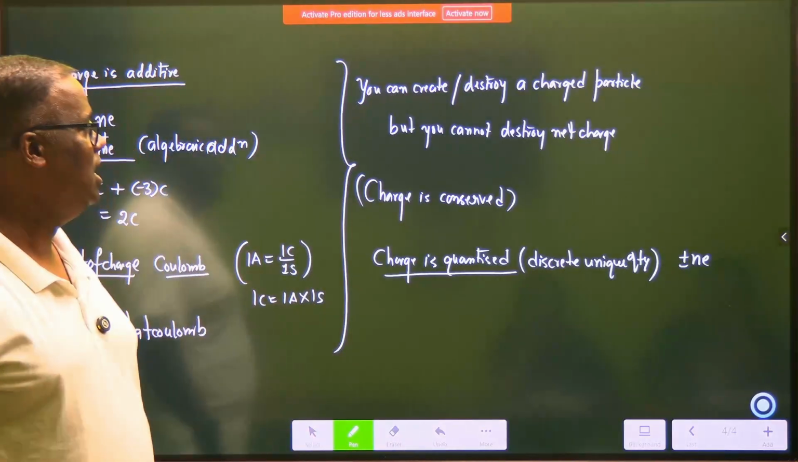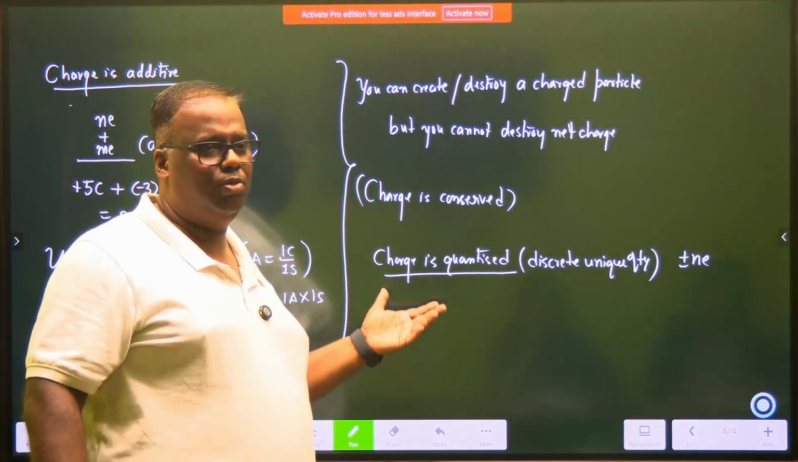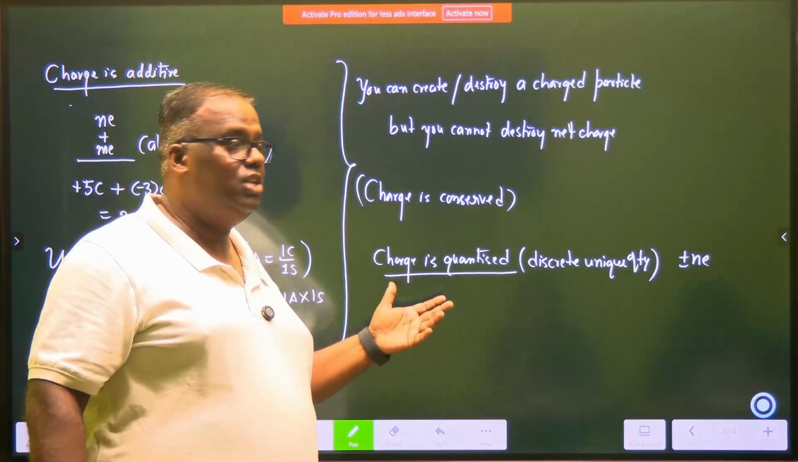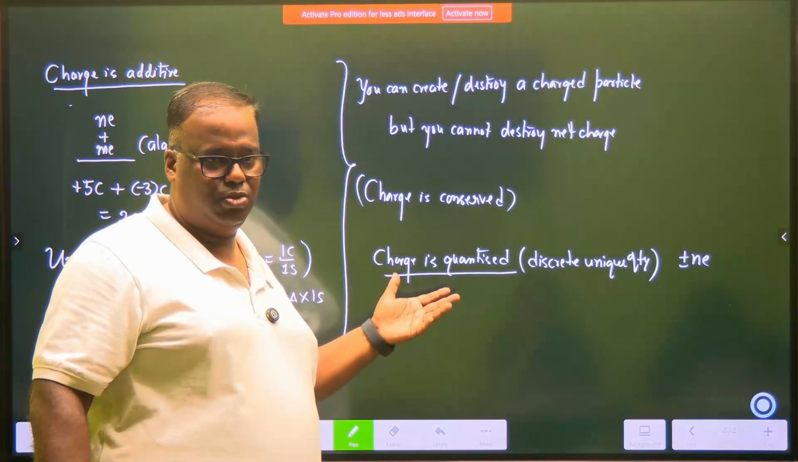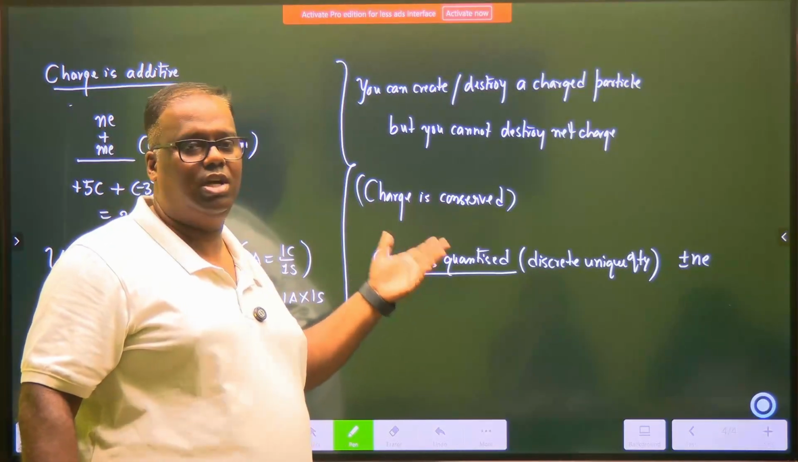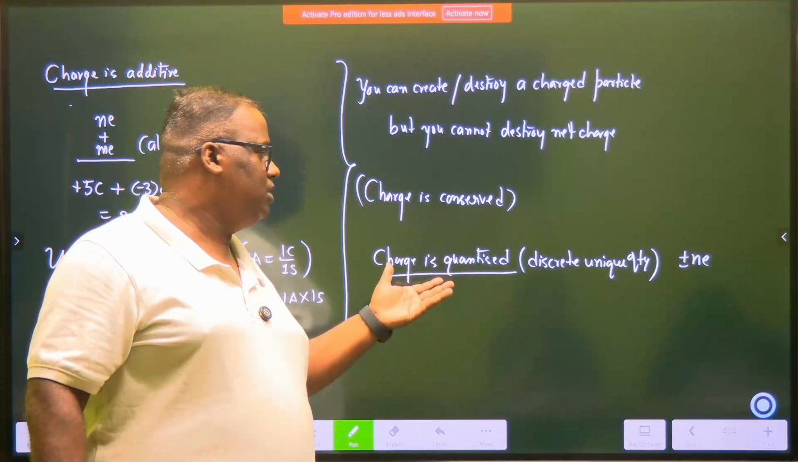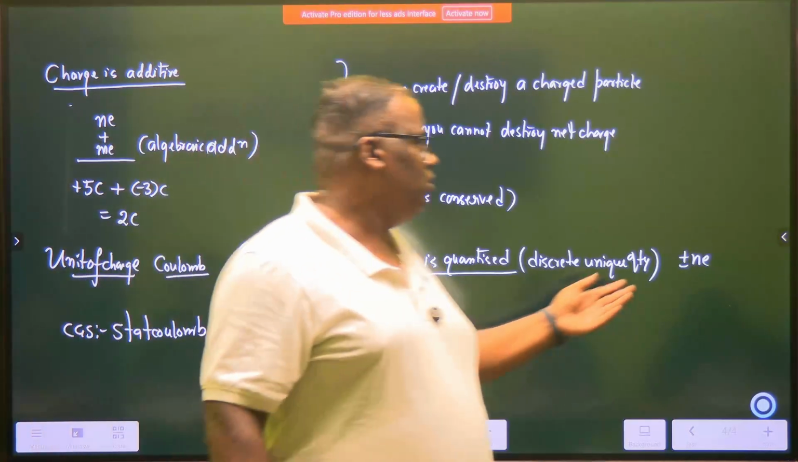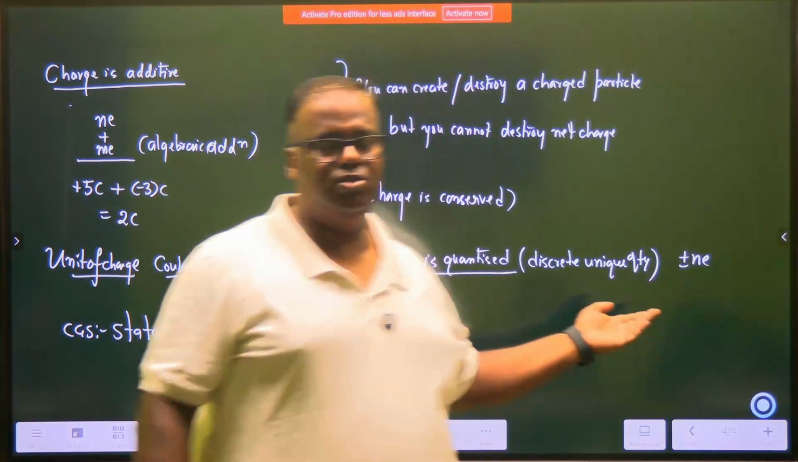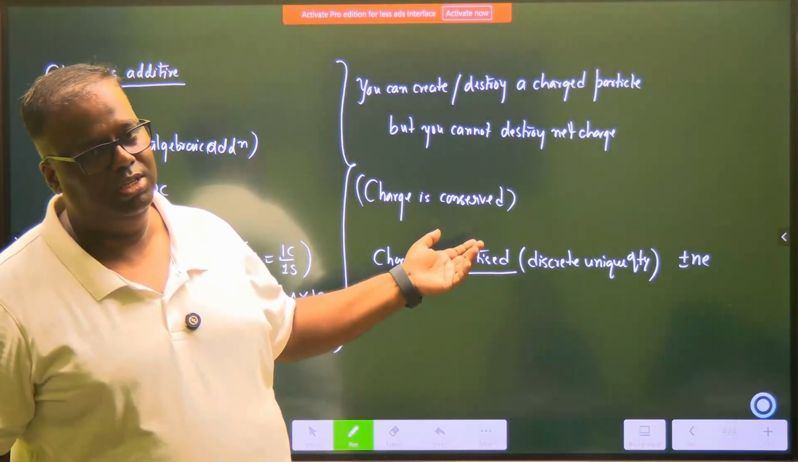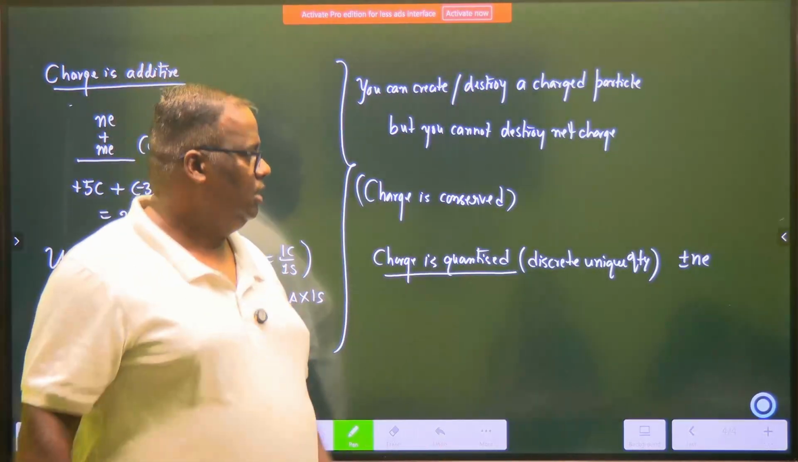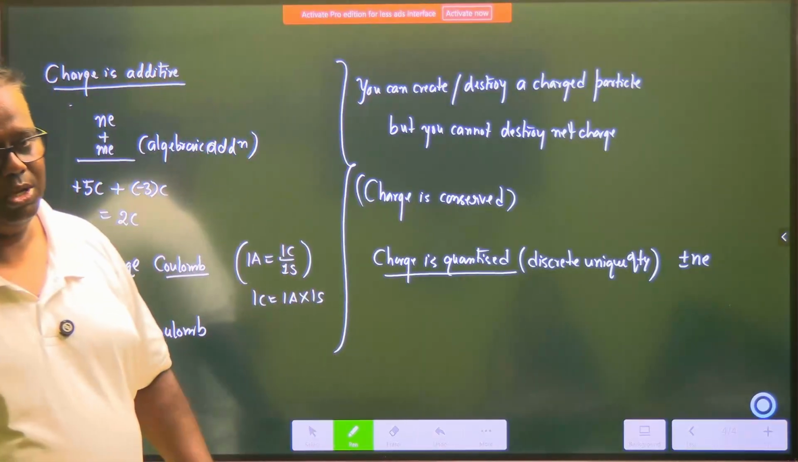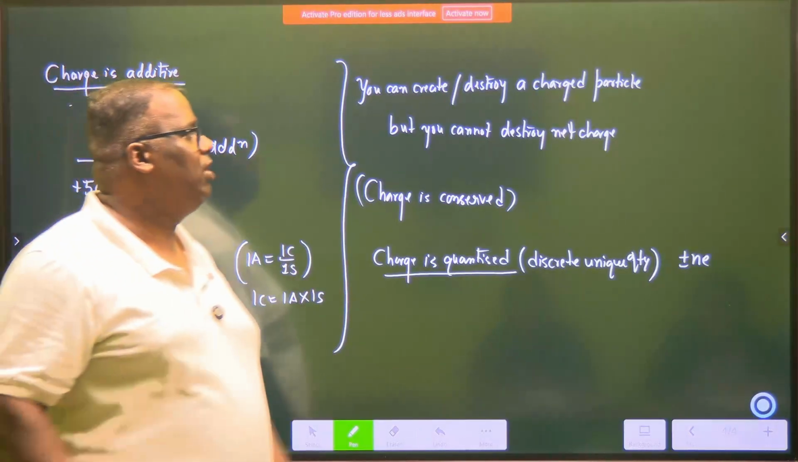Charge is quantized. So sometimes you are asked, what is the property of charge, right? A charged particle can be created and destroyed, but a net charge cannot be destroyed. Charges are additive and charge is quantized. That is, the charge always moves in discrete quantity, which is known as plus minus N, where N can take the values of 0, 1, 2, 3 onwards. Clear this much? Okay, fine.